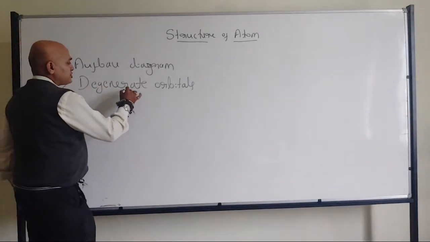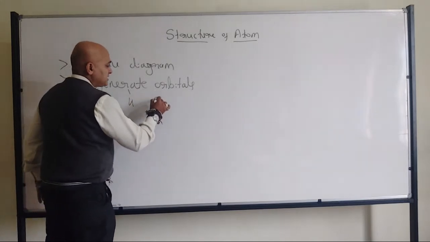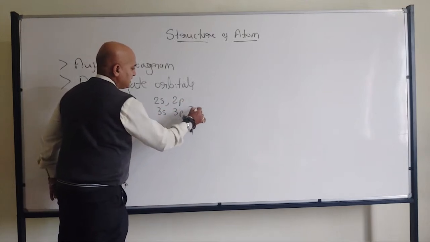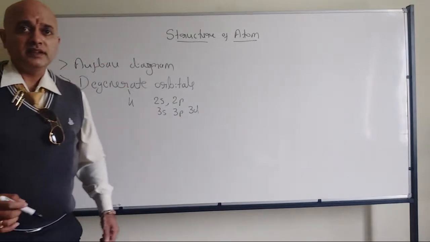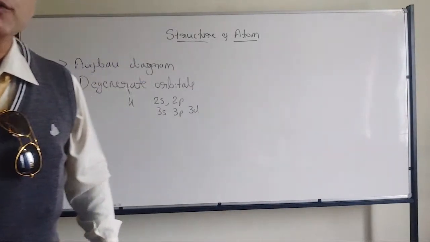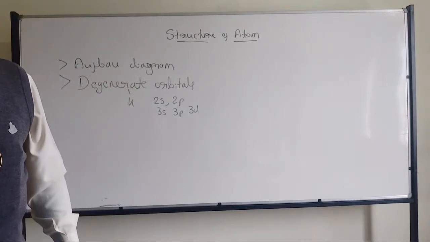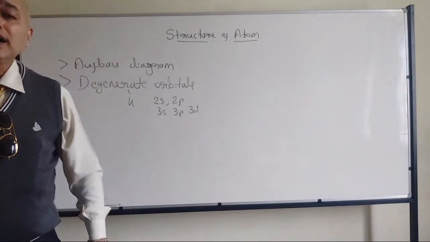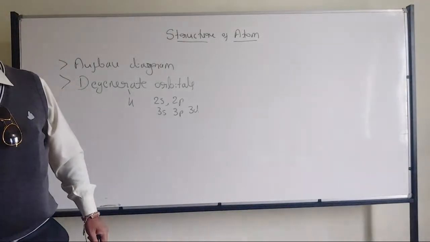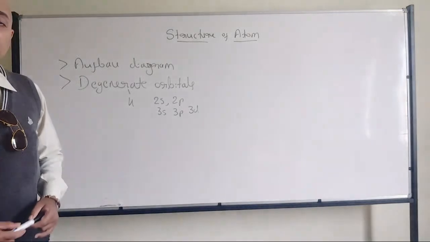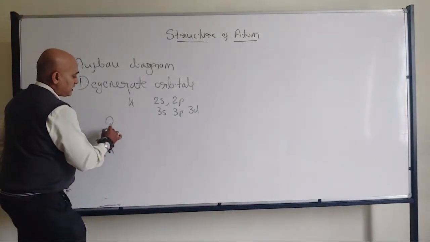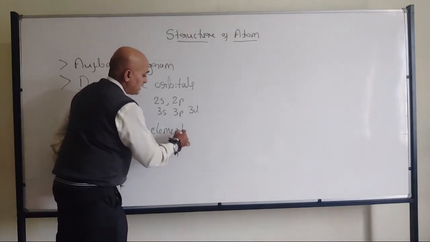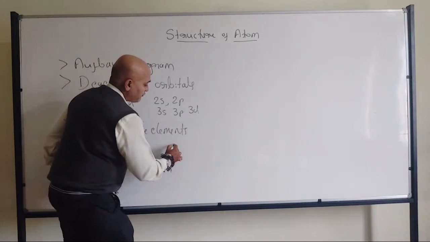Now when it comes to hydrogen, if I take the degenerate orbitals 2s, 2p, or 3s, 3p, 3d, like that it goes on. Whichever orbitals belong to any one energy level can be considered degenerate with respect to the hydrogen atom, or hydrogen-like species, where only one electron will be there. But for the rest of the elements, where the number of electrons is more than one, there will be a difference.